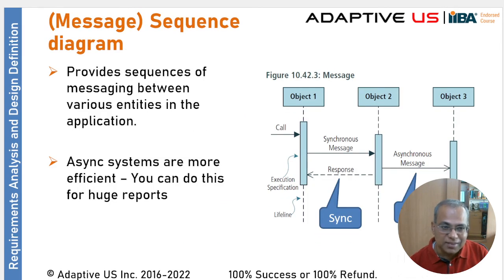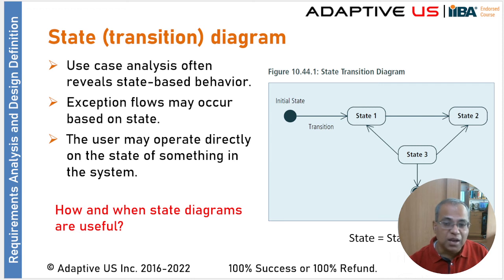Then we have something called a message sequence diagram where messages are flowing from one object or one system to another object or another system. There we talk of synchronous messaging and asynchronous messaging, indicating whether you expect a response quickly or you don't expect a response quickly. And then we also have the state flow diagram or status diagram, state chart diagram. People call it by many names, state transition diagram, where we are essentially indicating how the status of an entity is changing over a period of time. That's what we indicate in a state diagram.